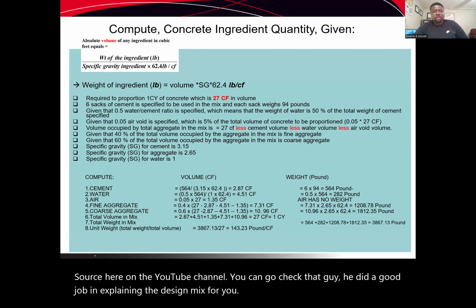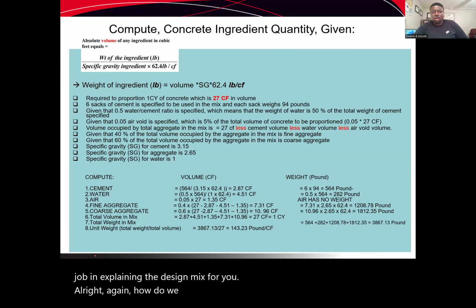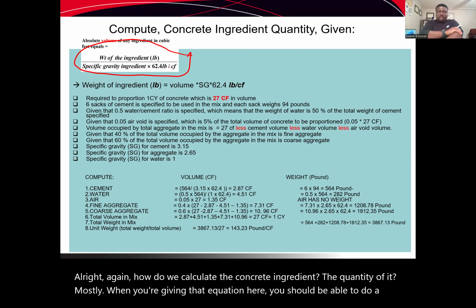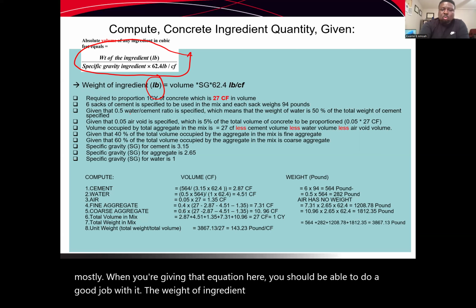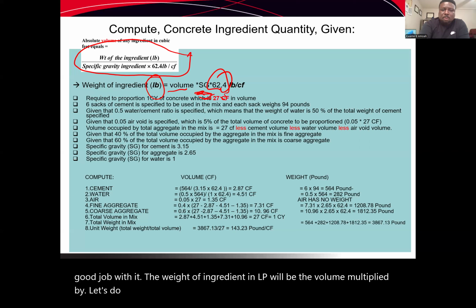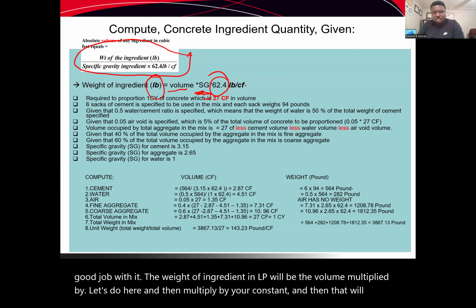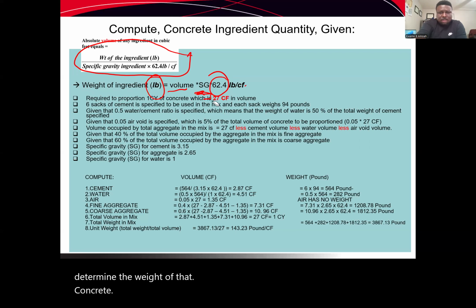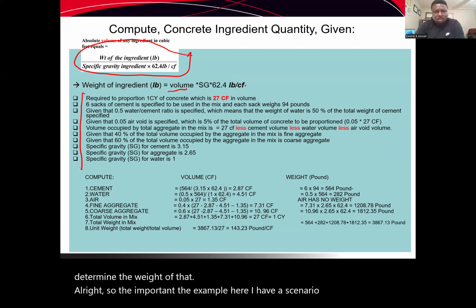All right, again, how do we calculate the concrete ingredient quantities? Mostly when you're given that equation here, you should be able to do a good job with it. The weight of the ingredient in pounds will be the volume multiplied by your specific gravity here, and then multiplied by your constant, and then that will determine the weight of that concrete.